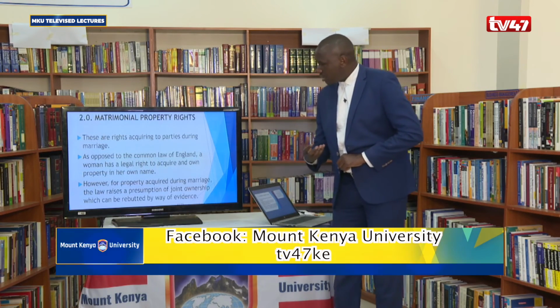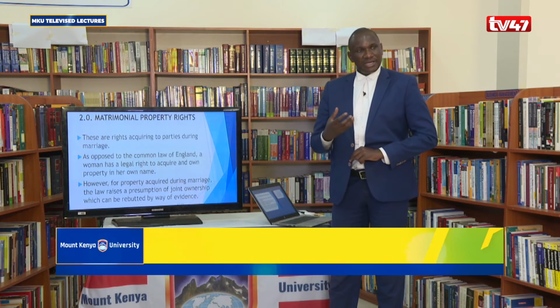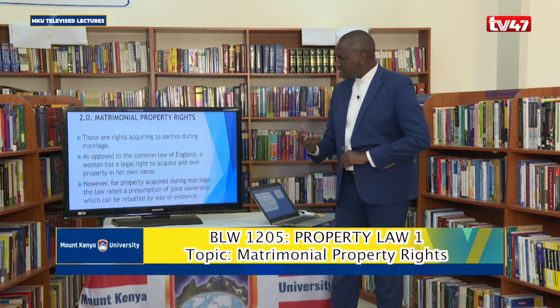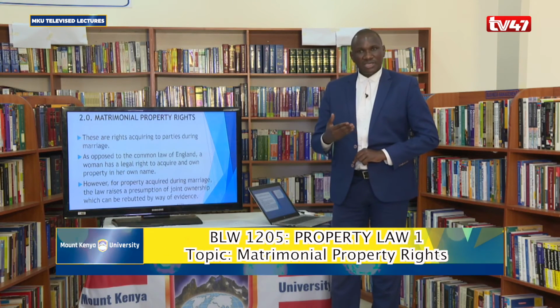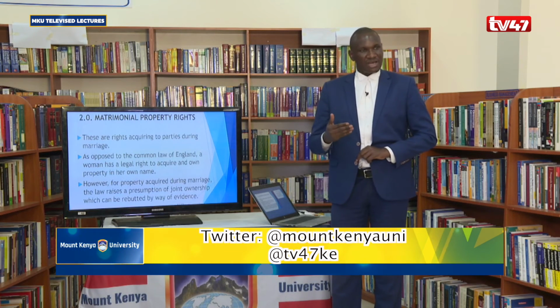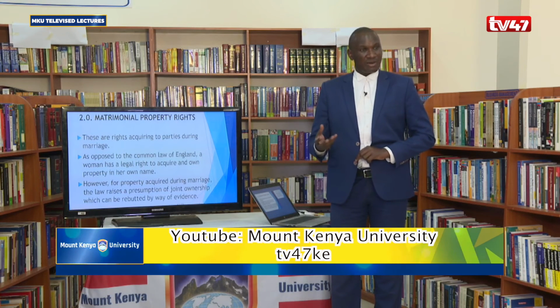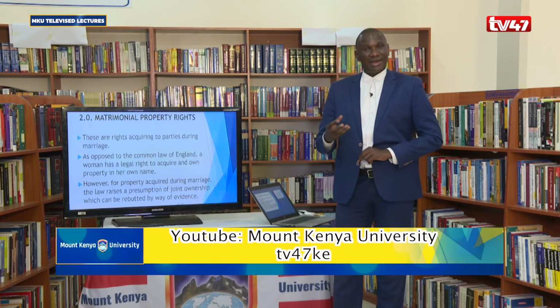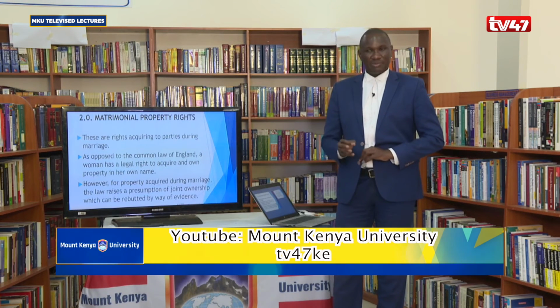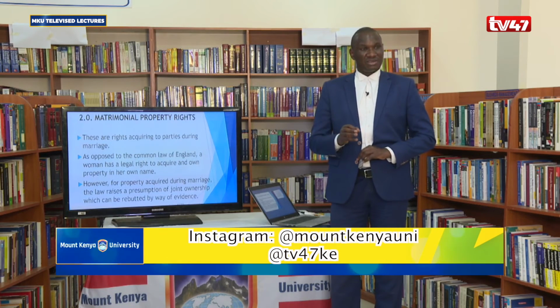Talking about the common law of England, it had the concept of coverture. In other words, a woman only got legal rights under the umbrella of a man. And which man was this? The man that married her. But the law of Kenya has moved beyond that by saying that a woman can cover herself with her own umbrella. This therefore means that as a legal right, she can have rights in her own capacity. And this includes the right to acquire and own property of any description within the Republic of Kenya, as provided for under Article 40 of the Constitution.